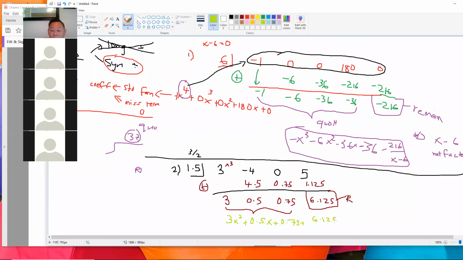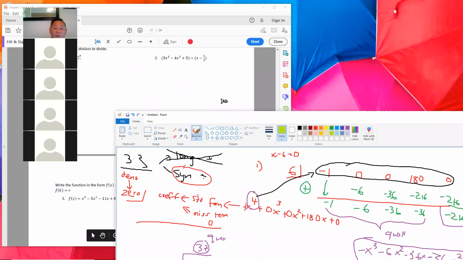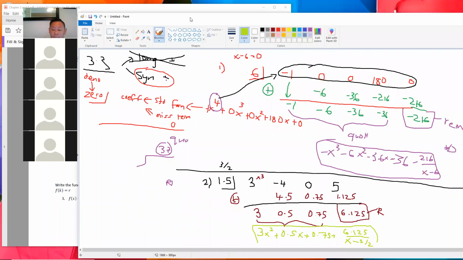6.125 divided by what? x minus 3 half. Minus 3 half. And why the x minus 3 half? It came from the question. Okay. You guys all right here?